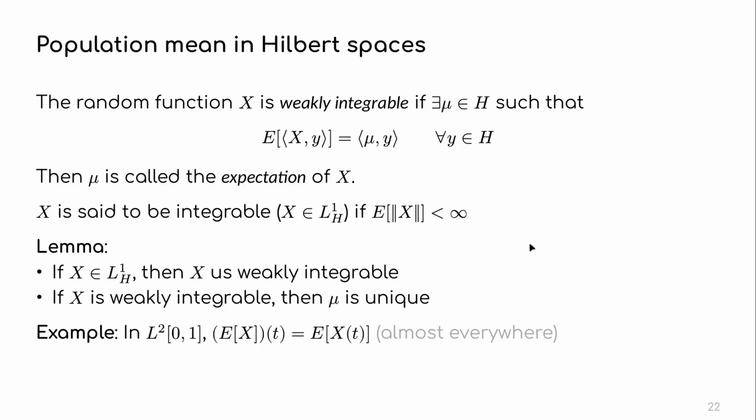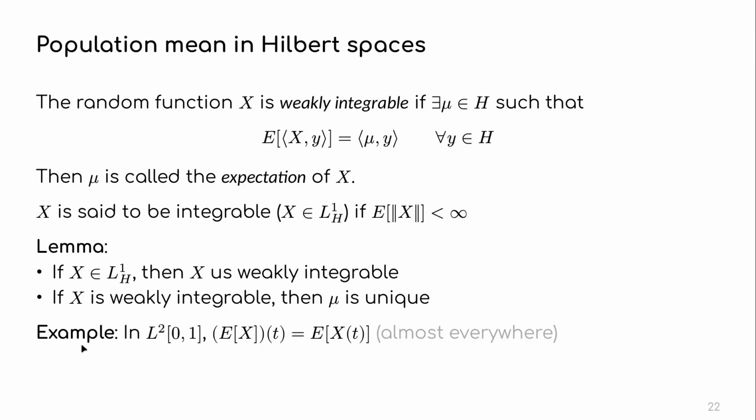If x is integrable, then it is weakly integrable. So if this is true, then this is true. And also, if my x is weakly integrable, so I have mu, then mu is unique. There's only one of them. So that's nice. That means if I'm weakly integrable, I for sure have an expectation, and it is unique. There's only one.